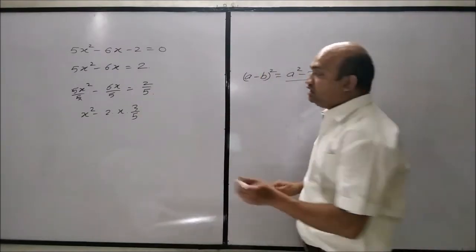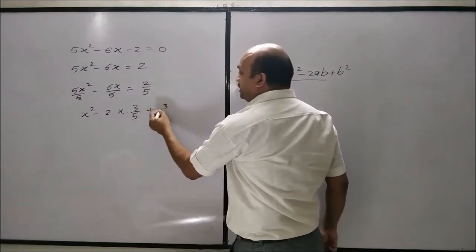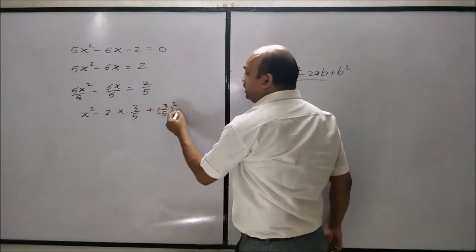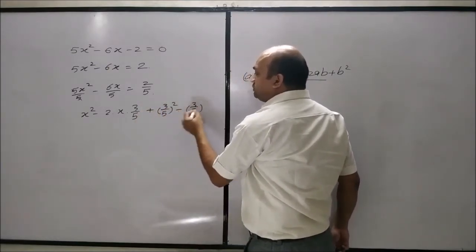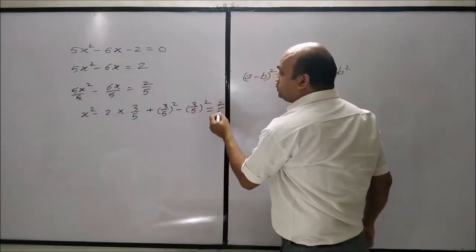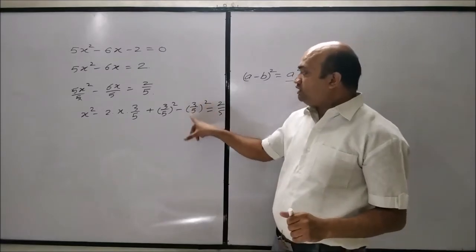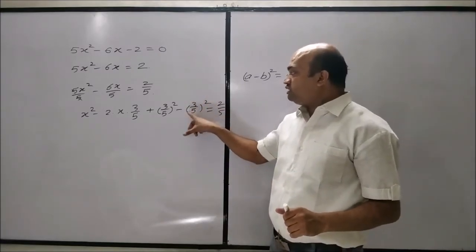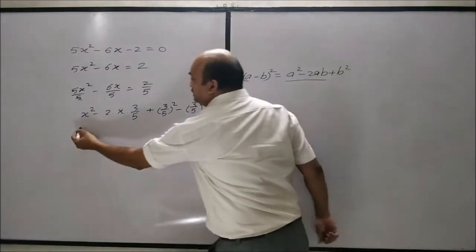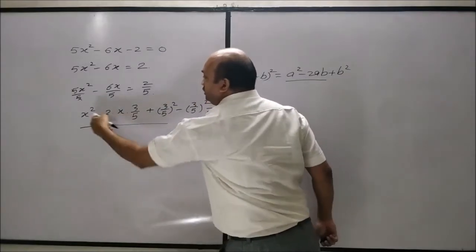That is we don't have here. So add and subtract. 3 by 5 square you add as well as you subtract. Is equal to this 2 by 5 we write as it is. Now this 3 by 5 square, that is 9 by 25, we shift here, and these 3 terms, first 1, 2, 3.